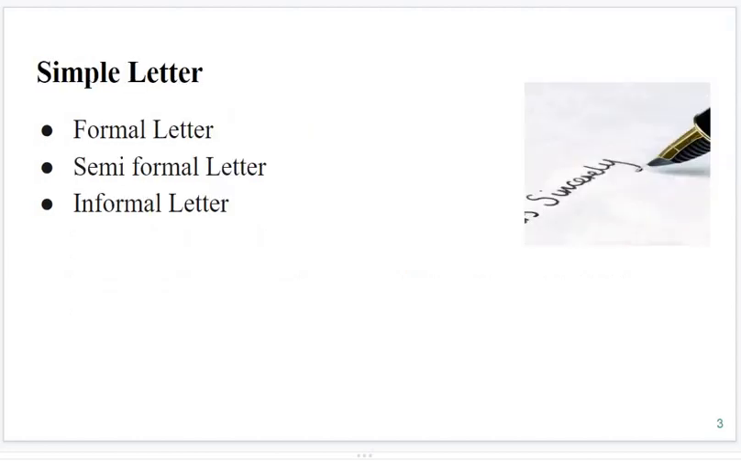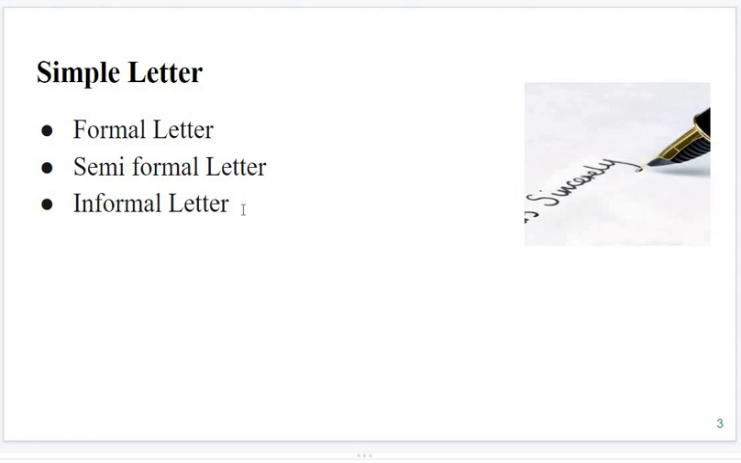First of all, we classify letters into three types: formal letters, semi-formal letters, and informal letters. You can keep in mind your relationship. Suppose you have a formal relation with someone, so you will write a formal letter. For instance, you are writing a letter to the bank manager, that's a formal letter. You are writing a letter to your employer, that's a formal letter. You are writing a letter to government employees or government officials, that would be a formal letter.